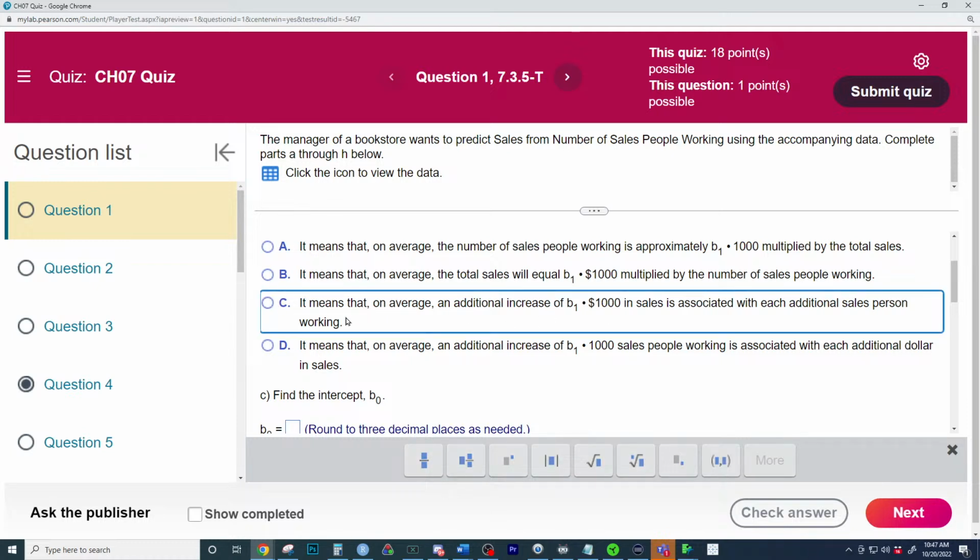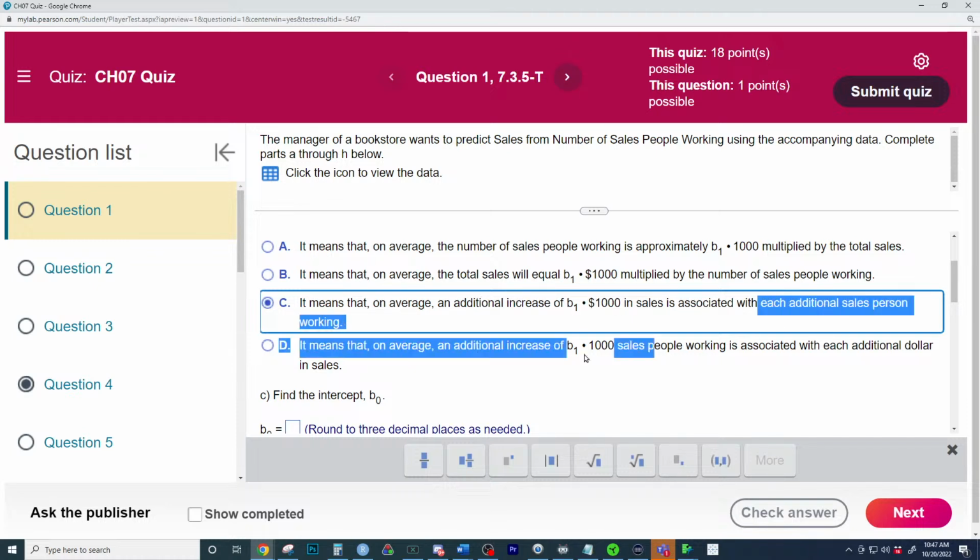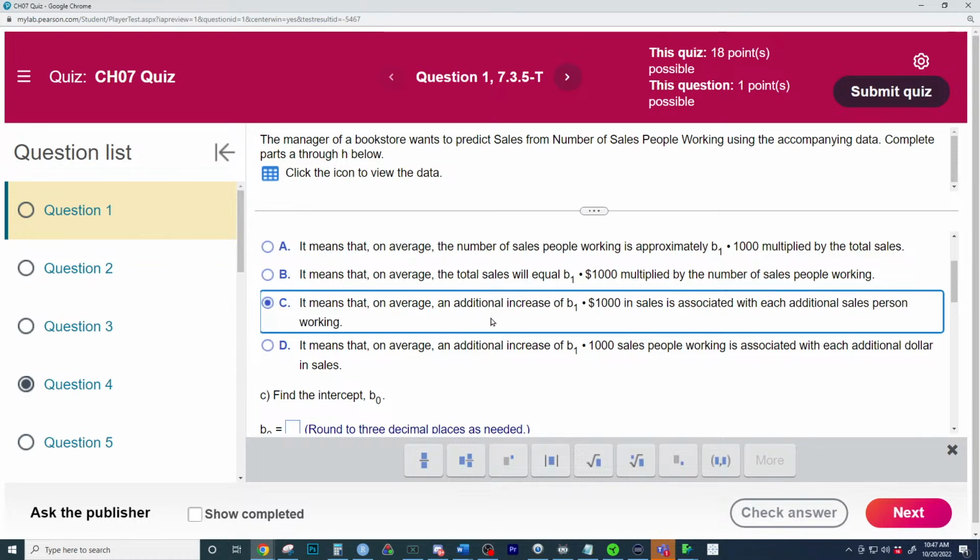That sounds about right. And they don't give you the value right there because they don't want you to know, and it's in thousands of units. It means that on average, an additional increase of this in sales is associated with each additional person. So for each additional X, we expect sales to increase by this. Be very careful, it's not cause and effect. Let me read this last one.